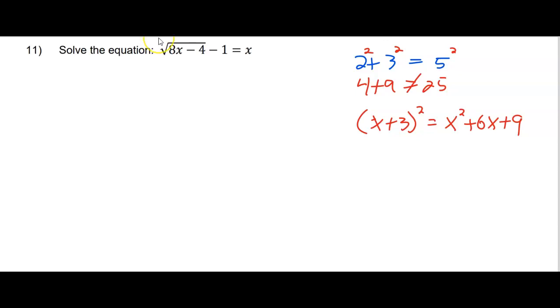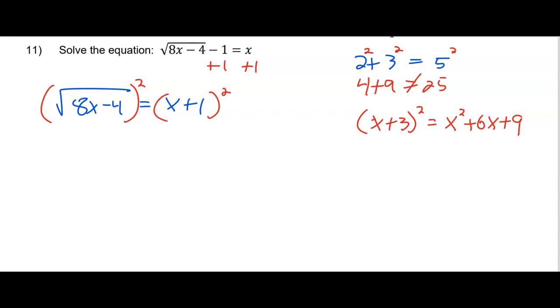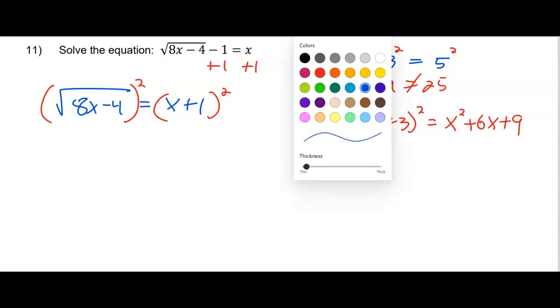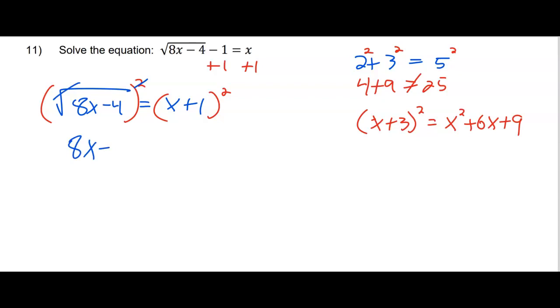So in order to simplify this square root, first off, I want to isolate it. So we have the square root of 8x minus 4 equaling x plus 1. Now that it's isolated, when I square sides, not terms, the radical simplifies. If I try to square before, the square doesn't immediately activate and get rid of the square root because the minus 1's in the way. And we can't square terms, as discussed. So you want to isolate the radical first.